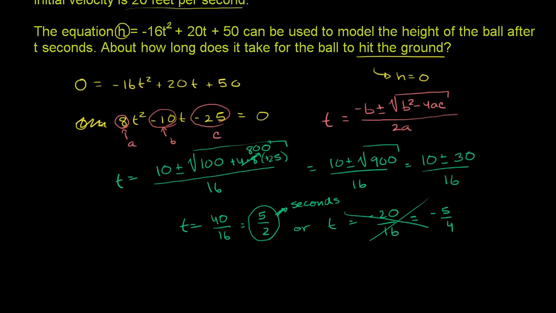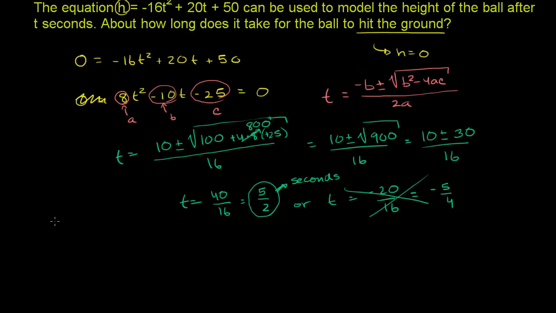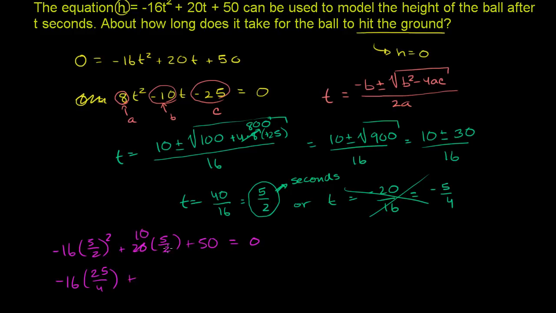So let's try it out. We have negative 16 times 5/2 squared plus 20 times 5/2 plus 50. This needs to be equal to 0. So this is negative 16 times 25 over 4 plus, if we divide 20 by 2, we get 10. If we divide 2 by 2, we get 1. So 10 times 5 is going to be 50, plus 50. This needs to be equal to 0.